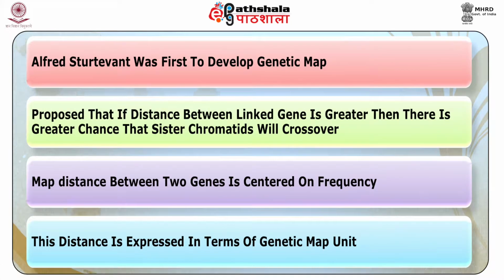Let us understand generating a genetic map. Alfred Sturtevant was the first to develop a genetic map. He proposed that if the distance between the linked genes is greater, then there is a greater chance that the sister chromatids will cross over. The map distance between two genes is based on the frequency of recombination between the two genes. This distance is expressed in terms of genetic map units.